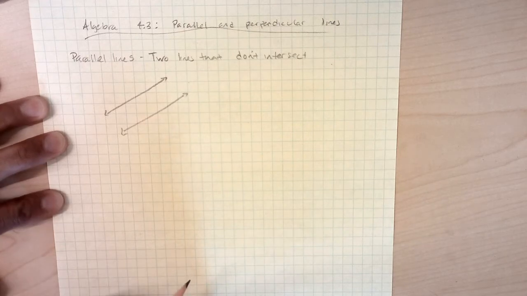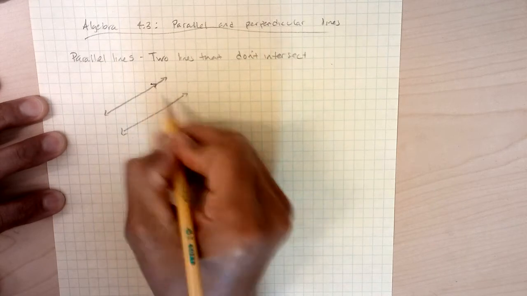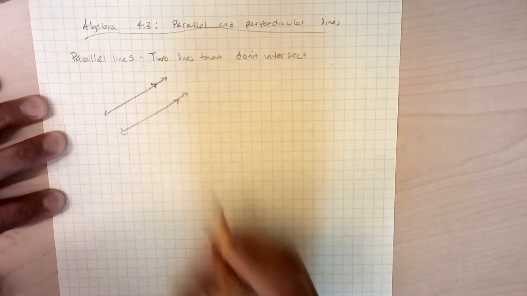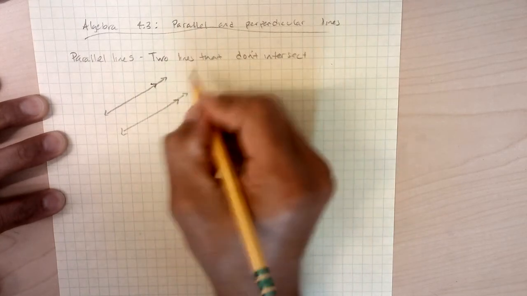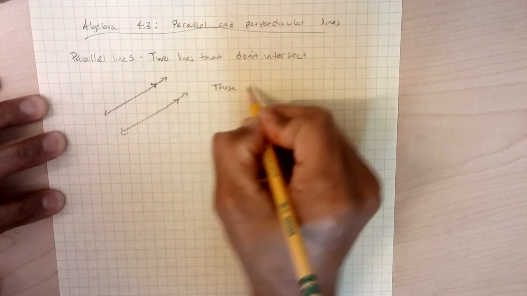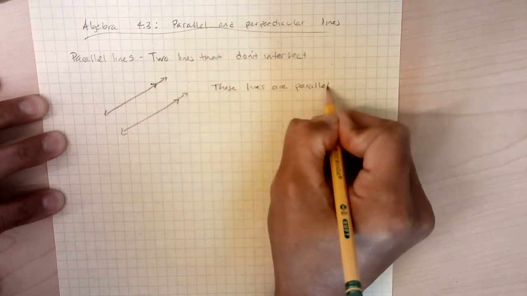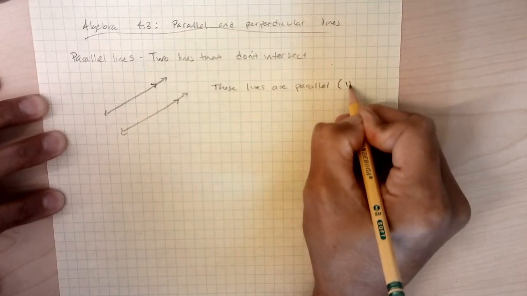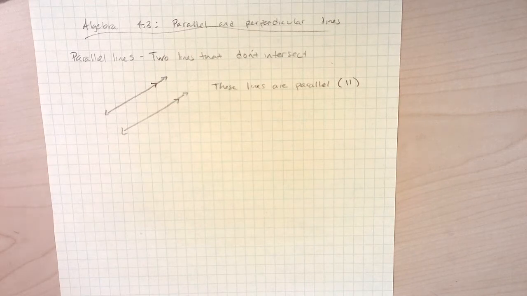If they don't intersect, then one way that I could show that on my diagram is just by making little arrows on them. And then I could say that these two lines are parallel. The symbol for parallel is just like two vertical bars without anything inside them.